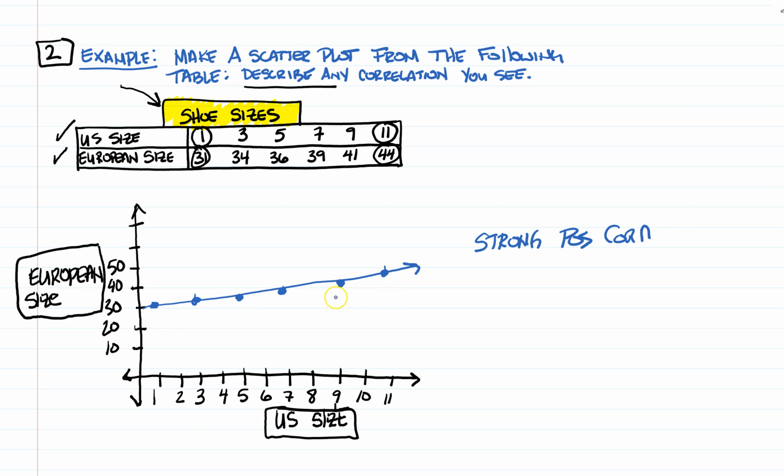Because the data is closely clustered together. It's not looking something like this, where it's a little bit further apart. There, it's more closely together. So I would say a strong positive correlation for number 2.